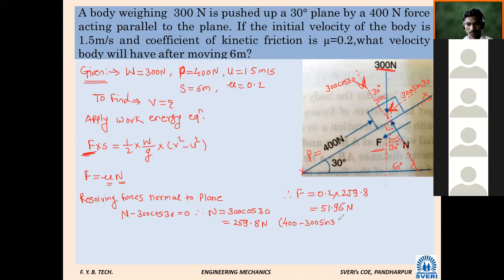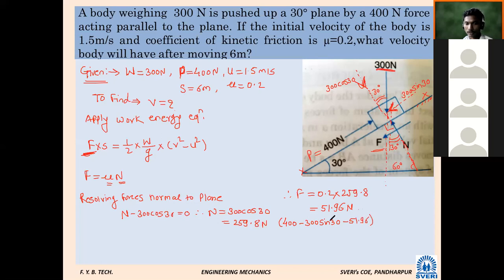Next one, minus F. What is that value we have calculated? 51.96. Into F into s. This is the total F into s. Now what is s?